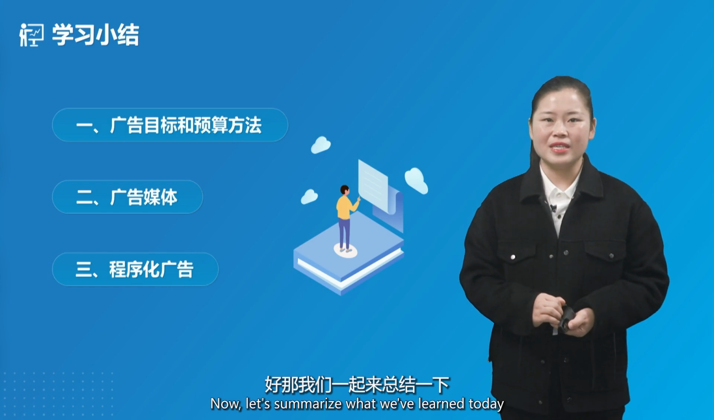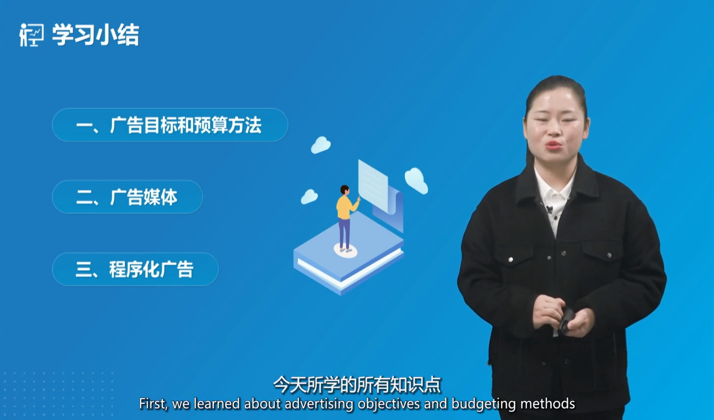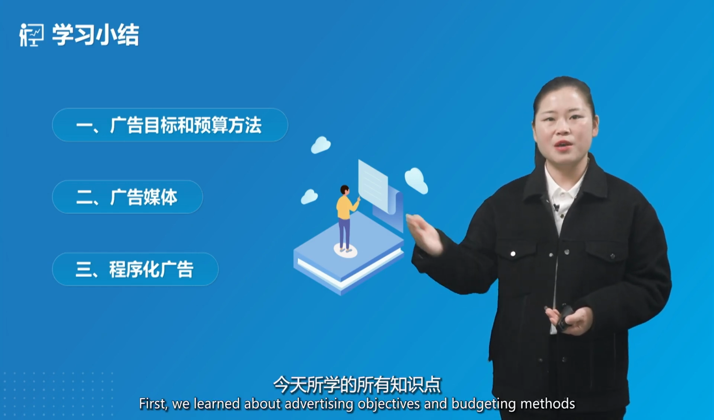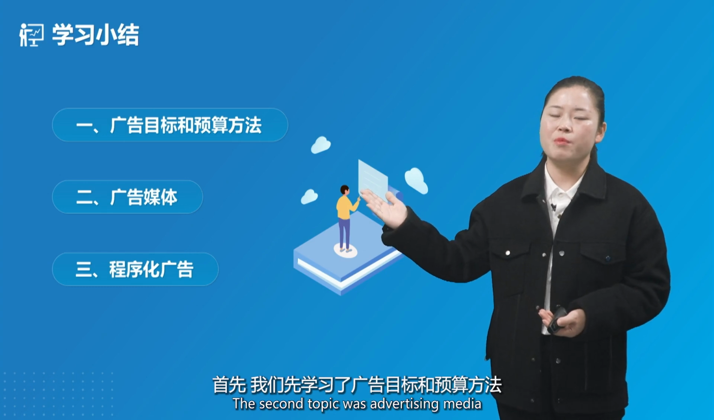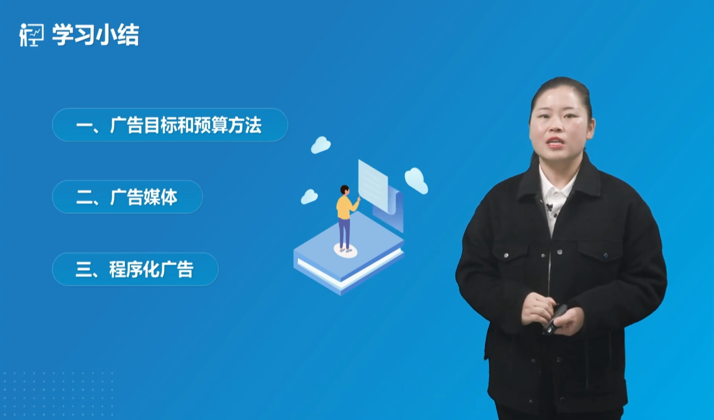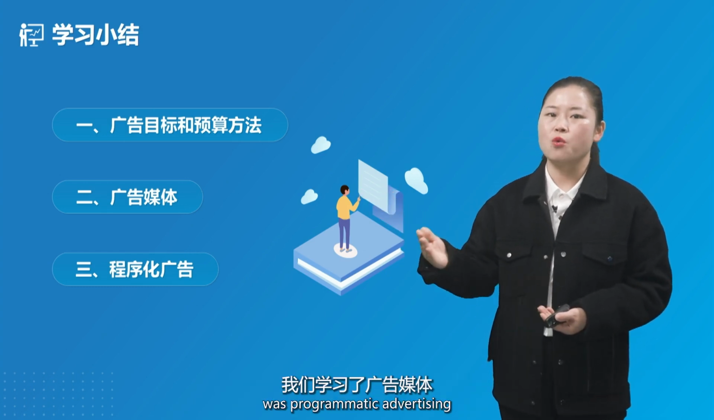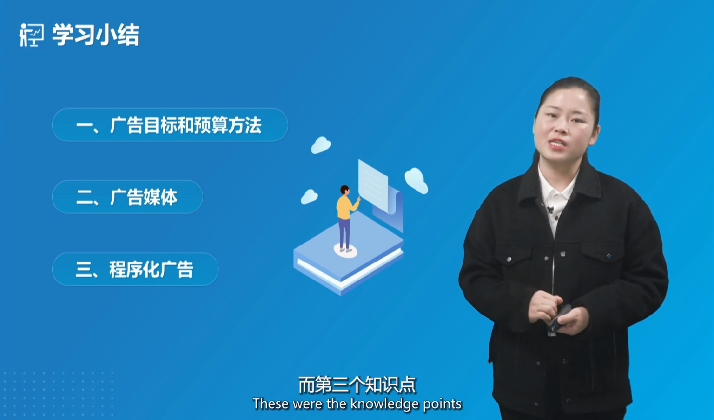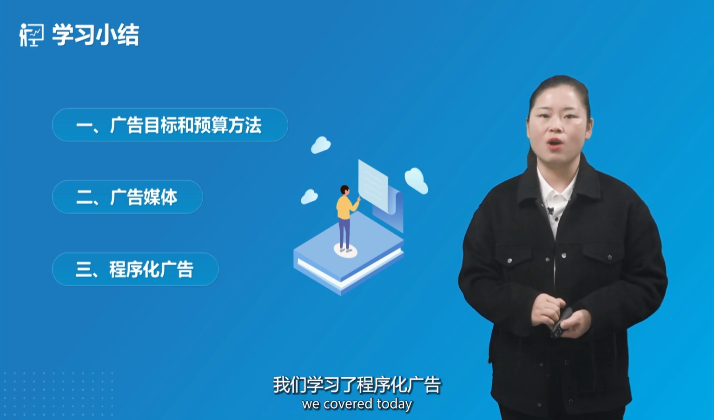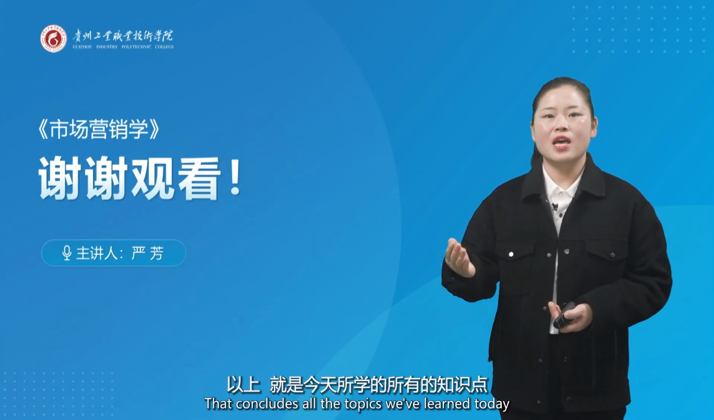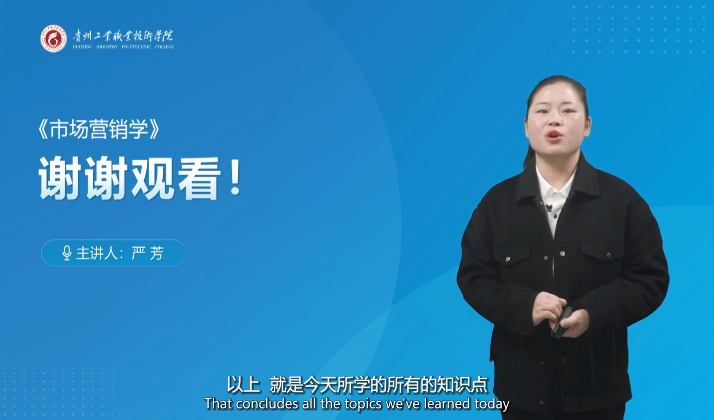Now, let's summarize what we've learned today. First, we learned about advertising objectives and budgeting methods. The second topic was advertising media. And the third topic was programmatic advertising. These were the knowledge points we covered today. That concludes all the topics we've learned today.